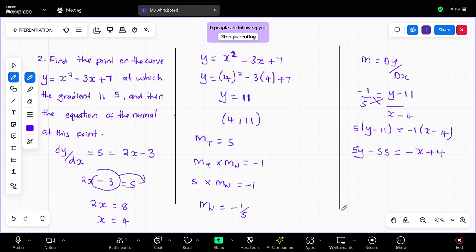So 5y equal to minus x plus 59, because the negative 55 crossing the equal sign becomes positive 55. So positive 55 plus 4 gives positive 59. So this is the answer, and it is as simple as that.